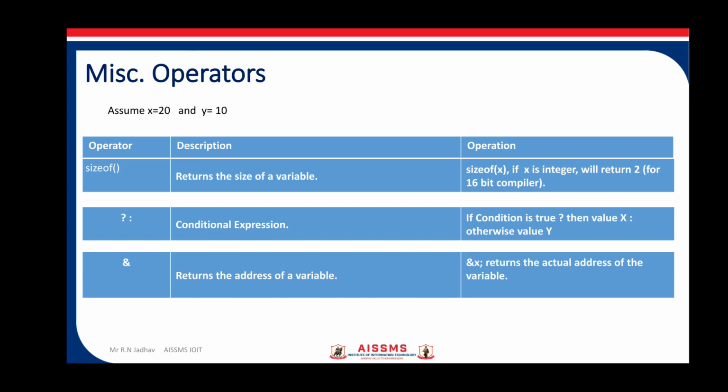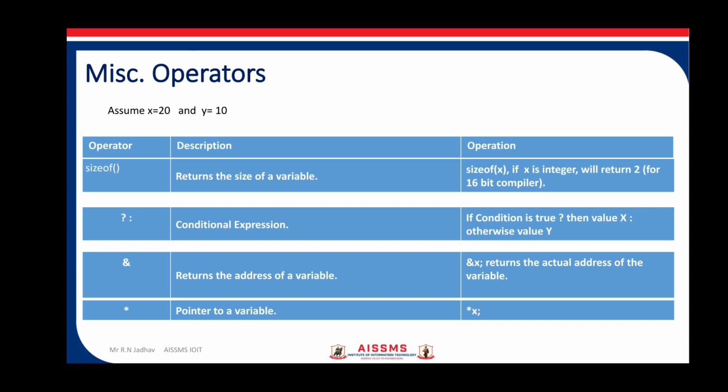Next is ampersand. This operator is used to return the address of a variable. So ampersand x will return the actual address of variable x. Next operator is pointer to a variable. So if we use star x, it will return the value at the address x.